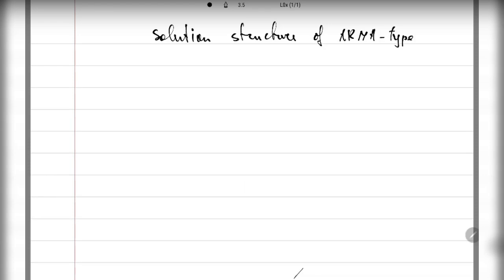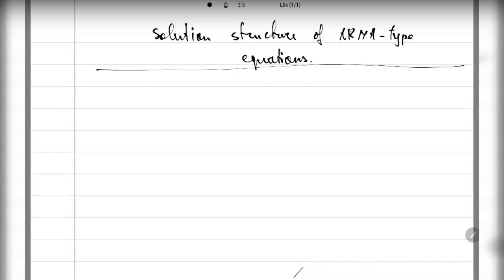Today we will discuss the solution structure of ARMA type equations. So we will discuss the number of solutions and the type. Are they stationary? Are they non-stationary? If we start with autoregressive moving average type equation.